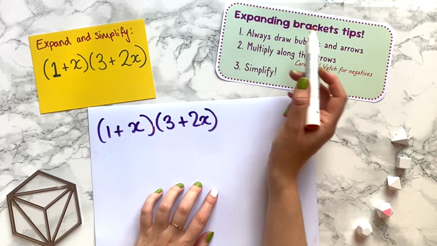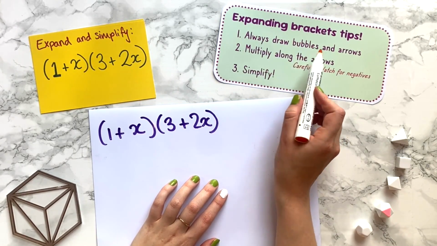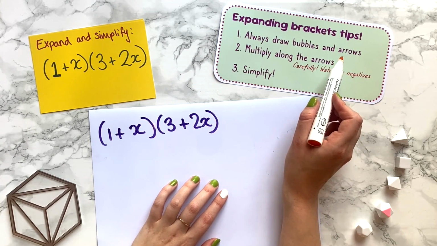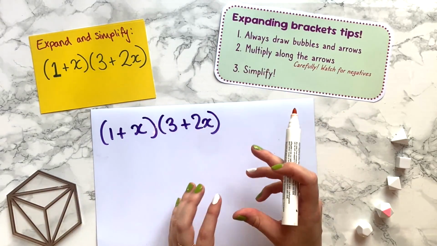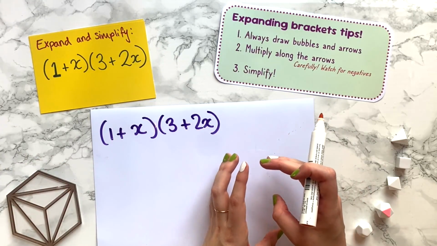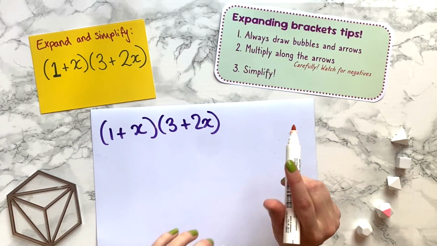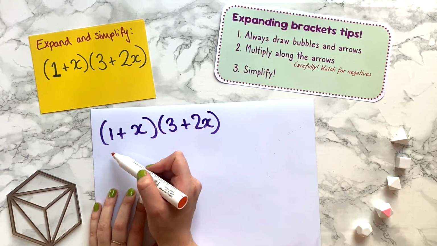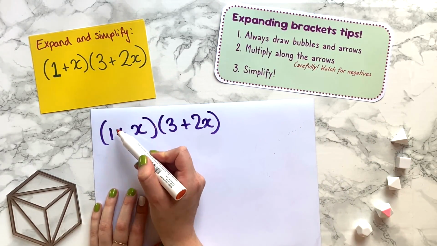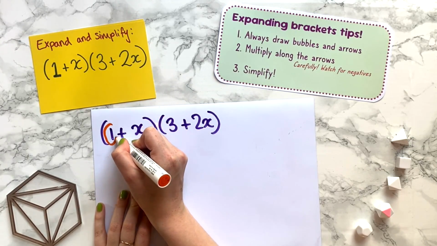We're going to follow the same set of steps that we did for single brackets. So we're going to start off drawing bubbles and arrows. Now it's a little bit different here because we've got our two sets of brackets, but we're still going to draw bubbles around every single term that we see, including any signs that come before the term. So let's start off here on the left-hand side. The first term is a 1, so we're going to draw a bubble around the 1.